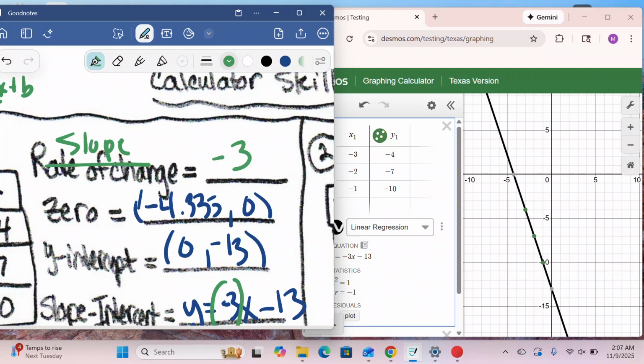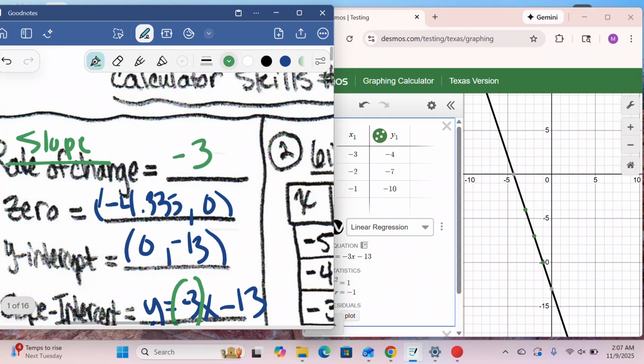And once again, I have a negative slope, so the line goes downwards. It's going down the mountain, and that is correct. So once again, we do have number 1 there.